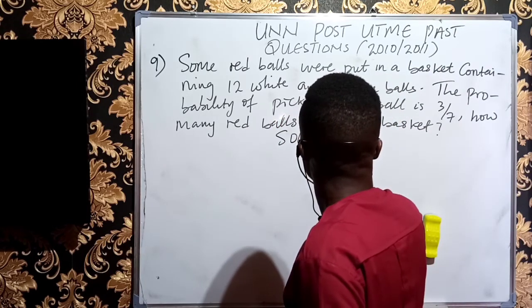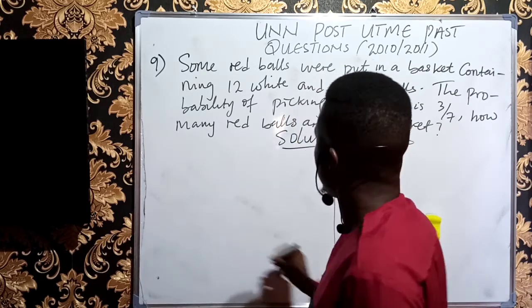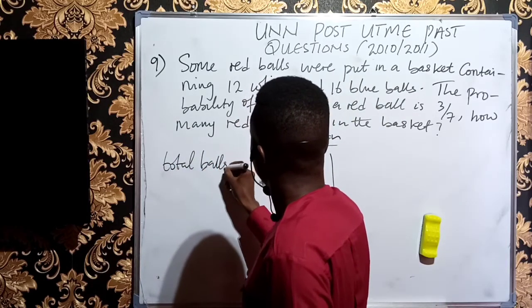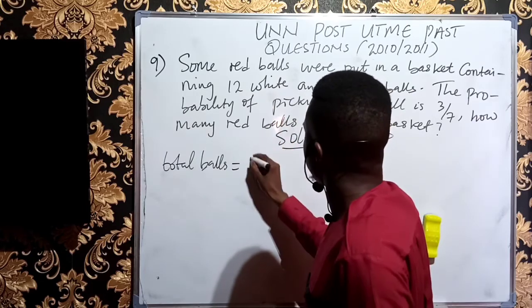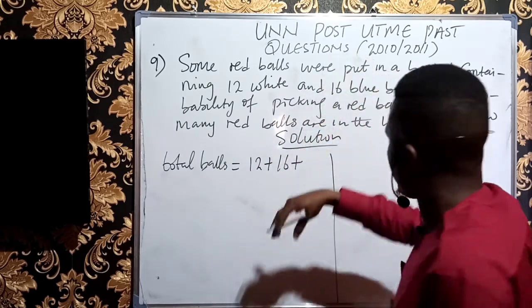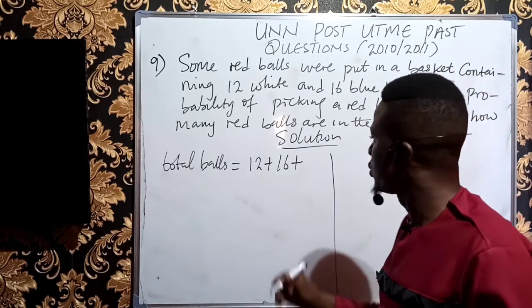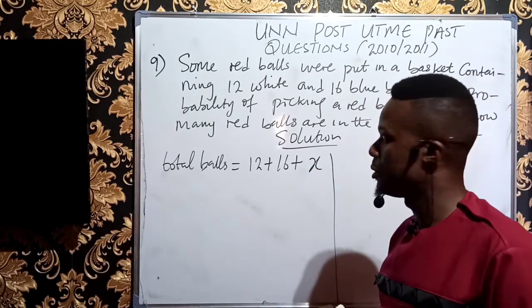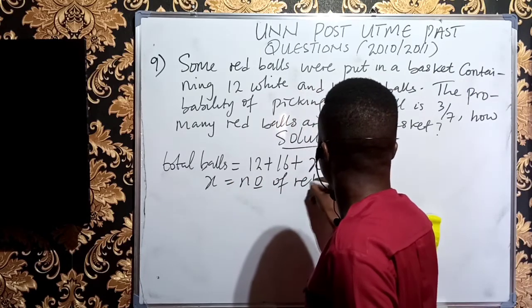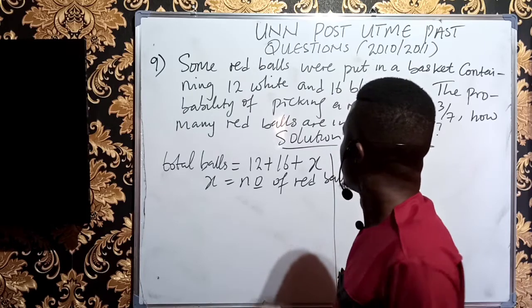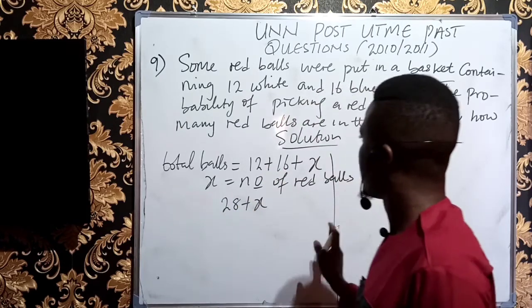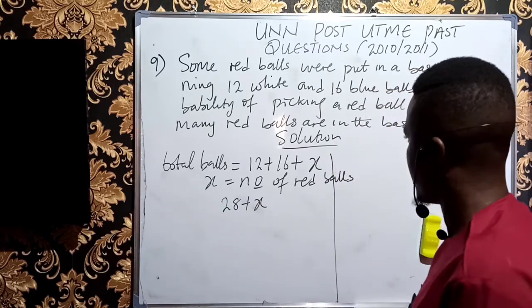Solution. Total balls in the basket will be 12 plus 16, then plus that red ball that is put. We don't know the red ball. Let us use x to represent the number of red balls. So x is equal to number of red balls. So 12 plus 16 will give us 28 plus x. This is now the total balls in the basket.